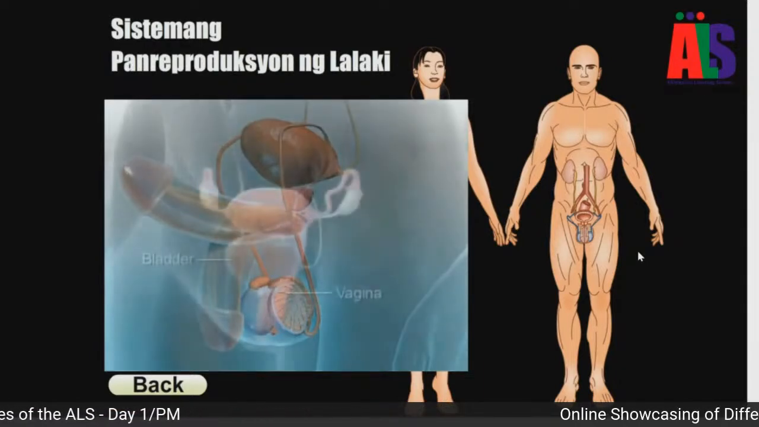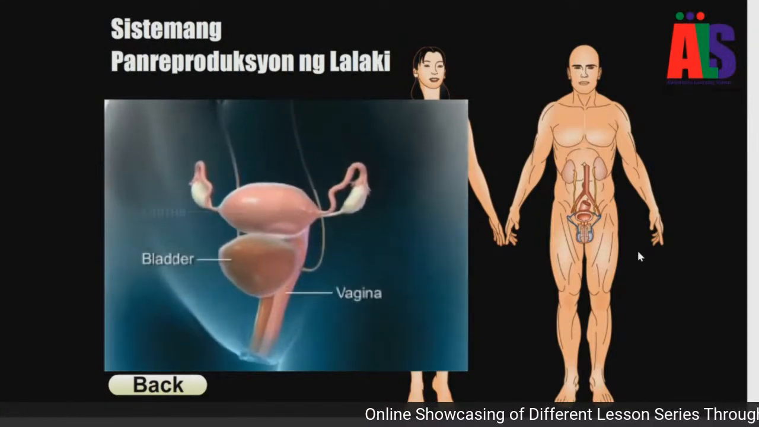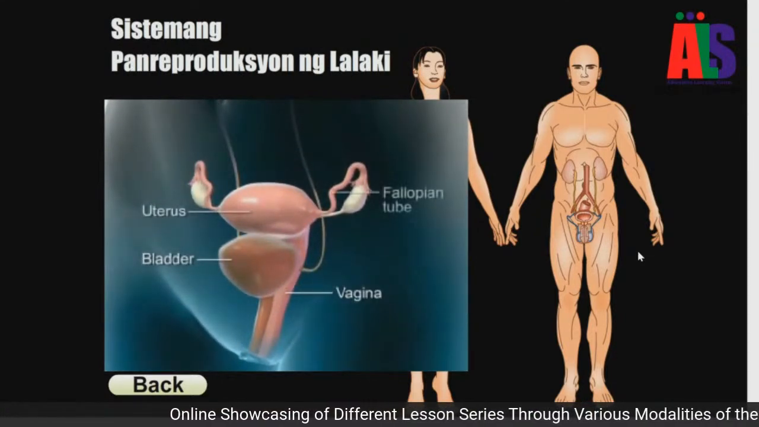Ang sperm cell ay kailangang ma-fertilize ang egg cell ng babae kapag ang mga ito ay nasa fallopian tube ng babae.